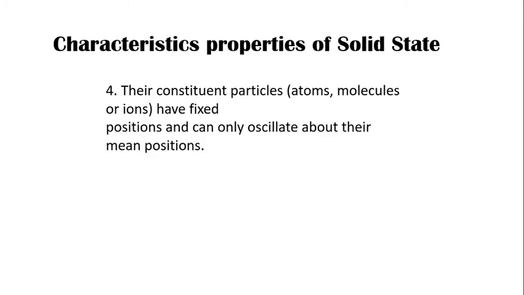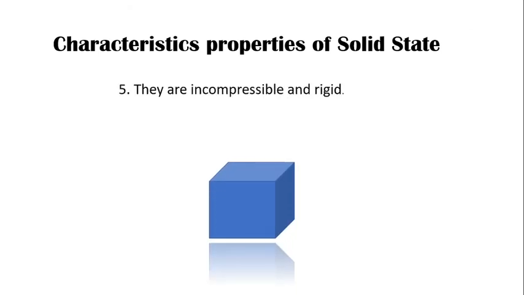And number four, the constituent particles have fixed positions and can oscillate only about their mean position. We can see in the animation that the particles are oscillating about their mean position, and at last they are incompressible and very rigid. As the molecules are very close and the intermolecular forces are strong enough, it becomes very rigid and incompressible in nature.